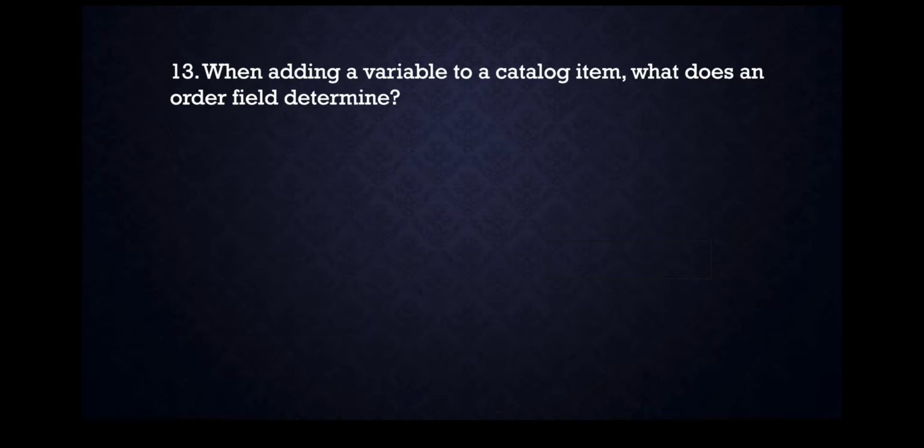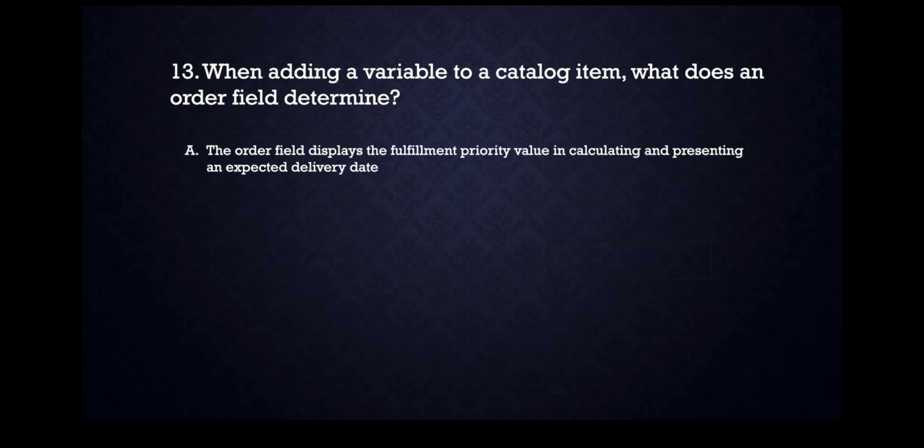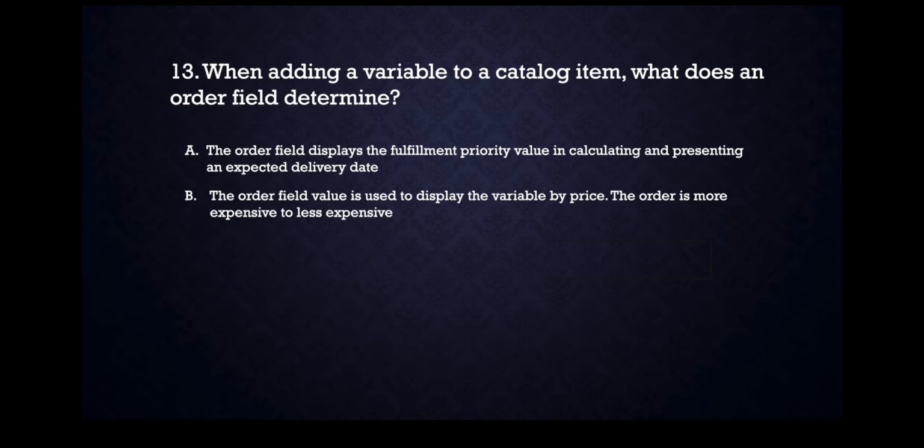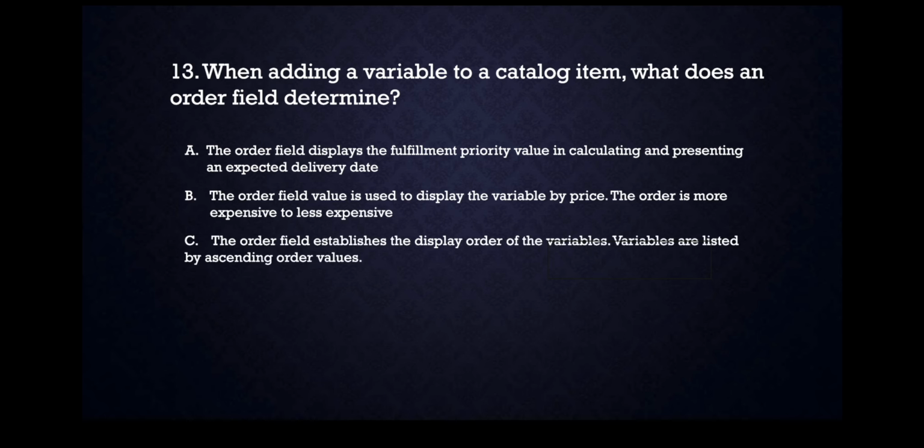When adding a variable to a catalog item, what does an order field determine? Now let's see the options. The order field displays the fulfillment priority in calculating and presenting an expected delivery date. The order field value is used to display the variable by price. The order is more expensive to less expensive. The order field establishes the display order of the variables. Variables are listed by ascending order values.